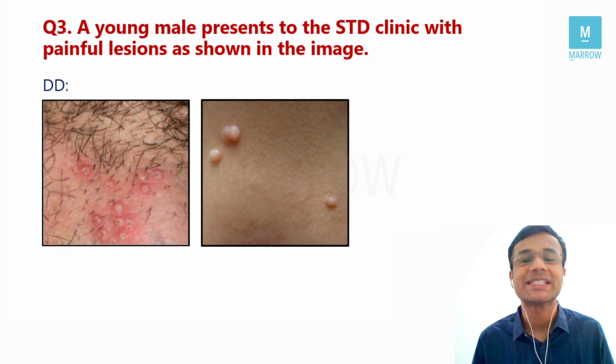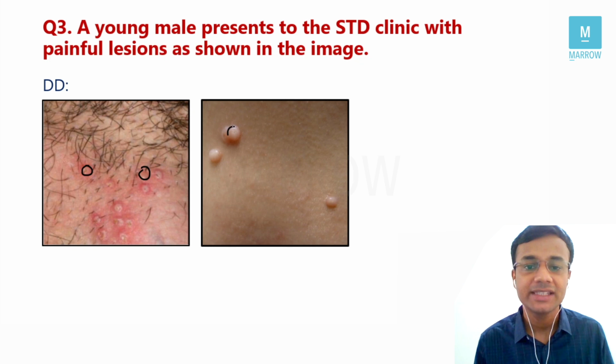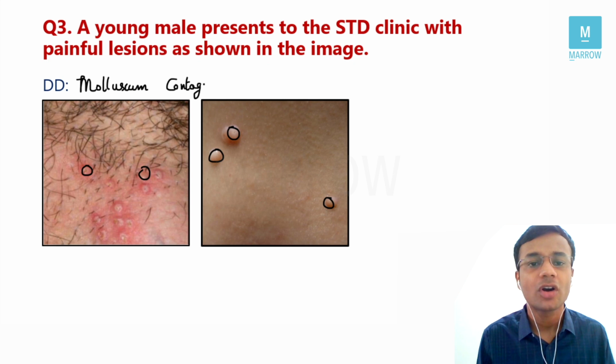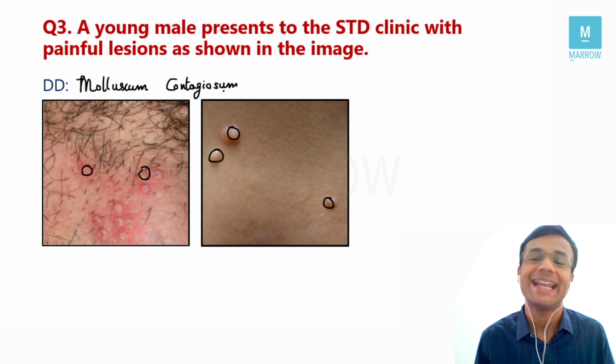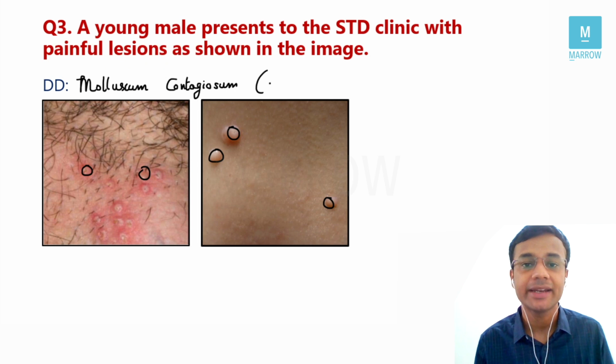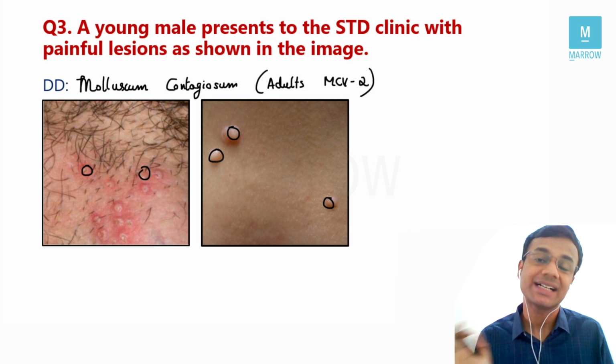Now, the most common mistake made by students is they confuse these lesions for these lesions. What are these lesions? The most important differential diagnosis here is molluscum contagiosum. Though it's more common among children and MCV1 is the most implicated etiology, it can also be seen in adults. In adults, MCV2 is the most common strain implicated. Now, what are the points against molluscum?